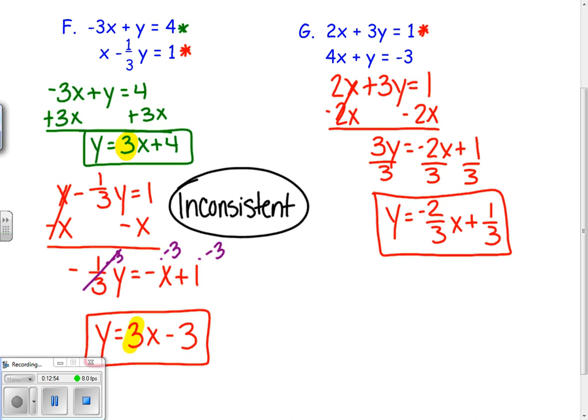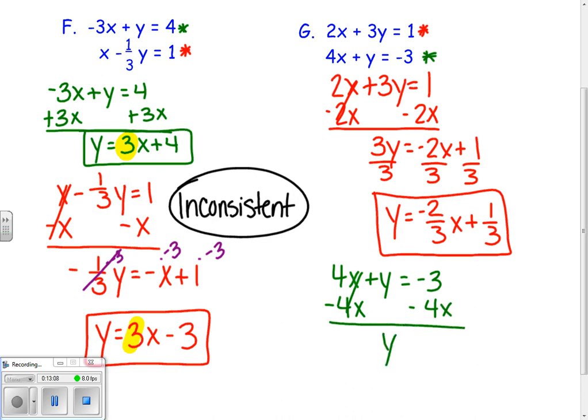I'm going to do the second equation in green. Solve it for y. 4x plus y equals negative 3. To get rid of the 4x, I'm going to start by subtracting 4x from both sides. I get y equals negative 4x minus 3.